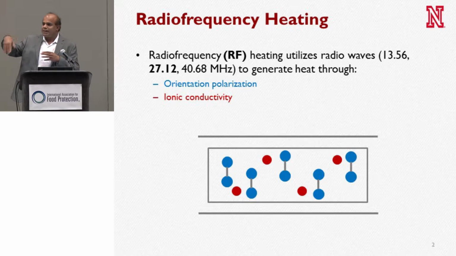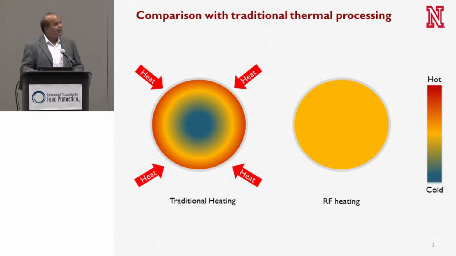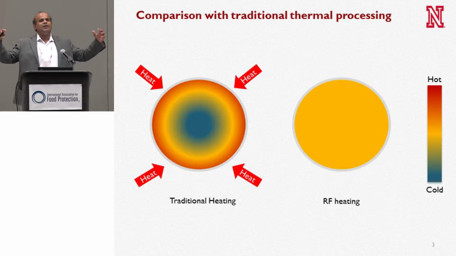So when the electromagnetic waves are changing polarity like 27 million times a second, and you have millions of water molecules and ionic molecules, they vibrate, and the friction causes the volumetric heating. So that is the reason for the volumetric heating. When you compare to traditional heating, the heat flows from outside to inside. The cold spot is the geometric center. So validation is relatively easy, right?